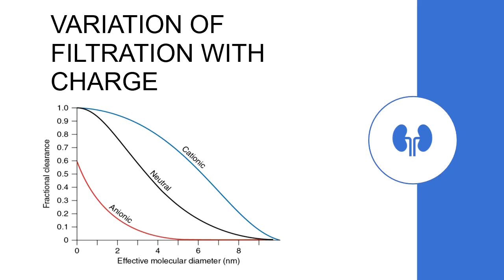This negative charge in turn can be attributed to the presence of sialic acid residues in these proteoglycans. The important inference from this is that the plasma proteins, which are normally negatively charged, in spite of meeting the size criteria, will not be filtered across the glomerular capillary membrane under normal physiological conditions.